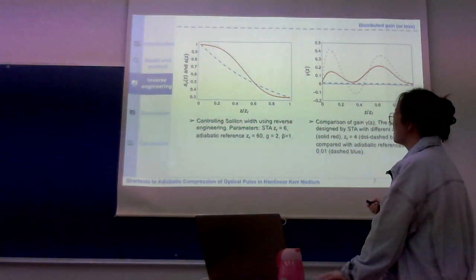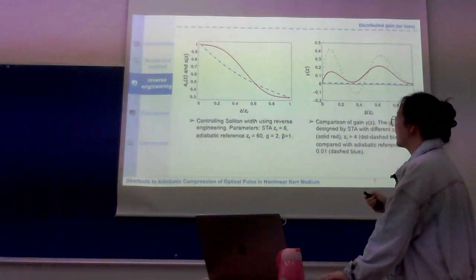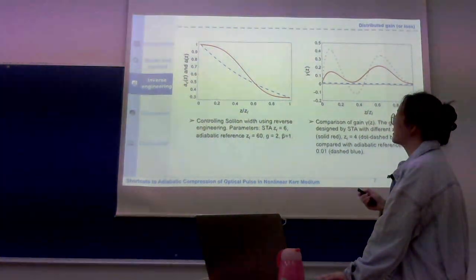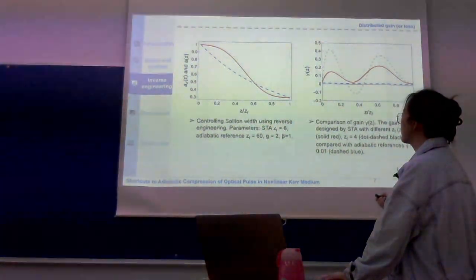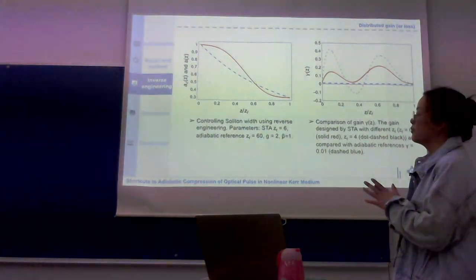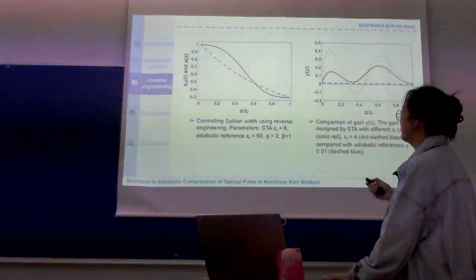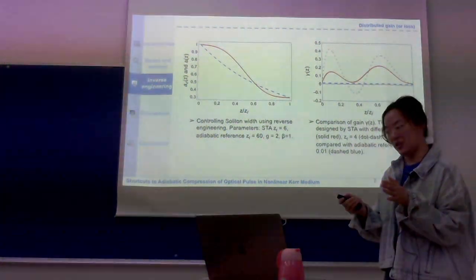And now we can see in this picture, the red line is about the STA case. We can find the soliton width can compress from 1 to 0.3, with ZF equal to 6. But for the adiabatic evolution, the distance will be longer. But they have the same initial and final state because of the boundary conditions.